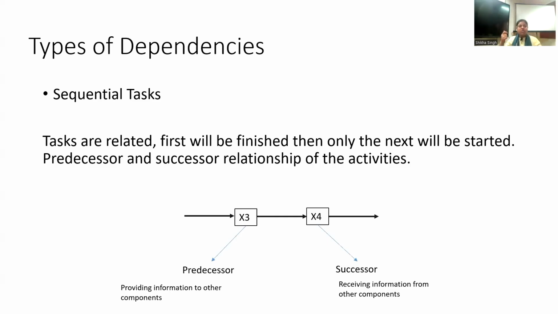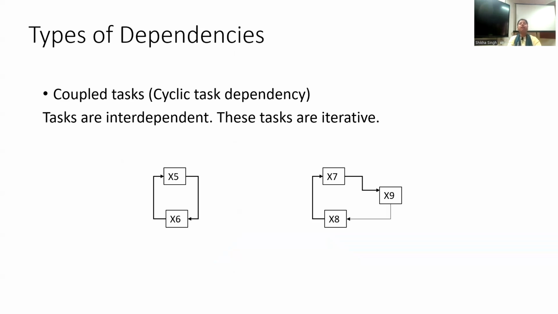x4 took the information, x4 processed it, and there could be a possibility that after processing at x4, there may be some information which is going back to x3. That kind of relationship is called cyclic tasks or coupled tasks, right? So these are interdependent. So far we have seen the dependency, sequential or parallel, but here both, or maybe multiple tasks, may be interrelated.